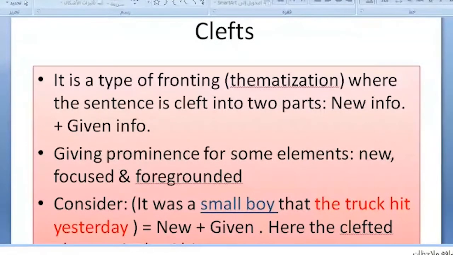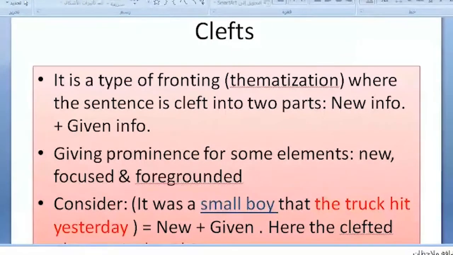Now, as you can see, the focused element is what? A truck. The listener does not know what hit the boy or who hit the boy. He wants to know the agent. He wants to know the doer of the action of hitting. That's why I fronted it. It means I put it in the first part of a cleft sentence. So it was a truck that hit the small boy.